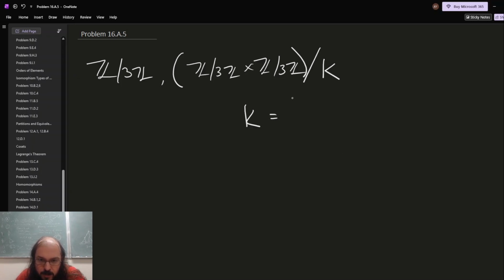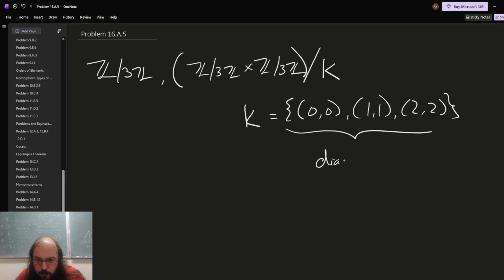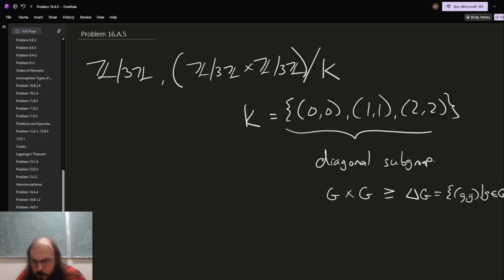He just writes down the elements explicitly as three ordered pairs. And this is often known as the diagonal subgroup. In general, if you have any group G, you can form G cross G. And the diagonal subgroup is often called delta G, which is a subgroup of G cross G equal to the elements of the form (g, g). I think we've encountered this in the homework before, actually, so maybe I didn't have to explain that.